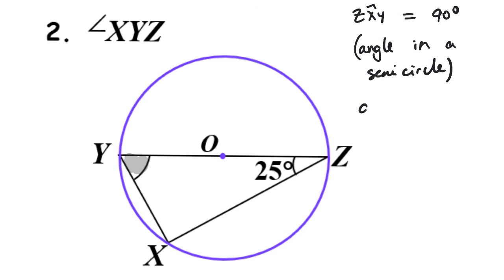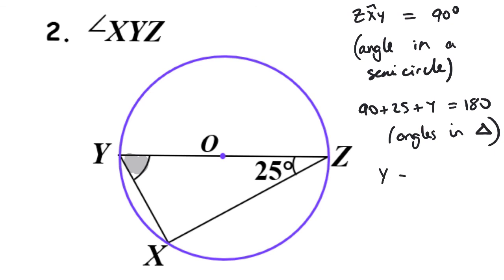So then we've got 90 plus 25 plus y must equal 180 degrees because the angles in a triangle add to 180. So that means that y is going to be 180 minus 90 minus 25, which is 65 degrees.